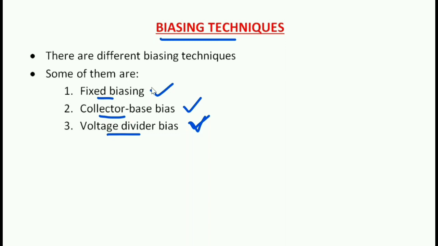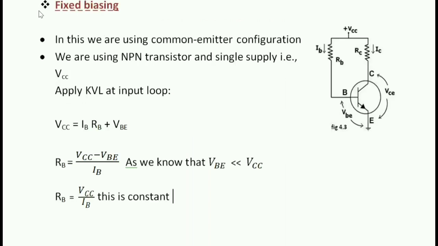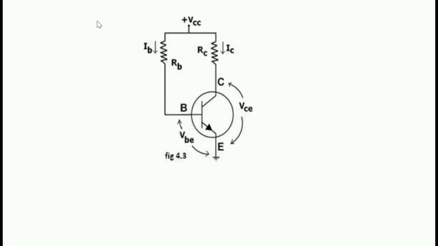First we are going to discuss fixed biasing. Let us see why it is called fixed biasing. In this we are using the common emitter configuration of a transistor. This is an NPN transistor and the emitter is grounded. Now let us analyze the circuit. This is the circuit diagram of the fixed biasing technique.